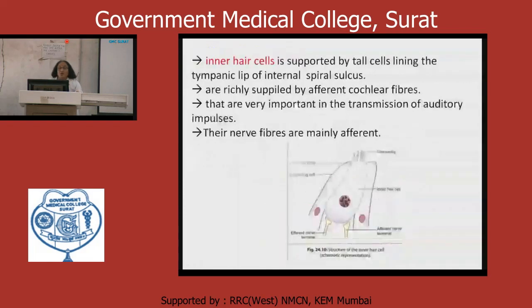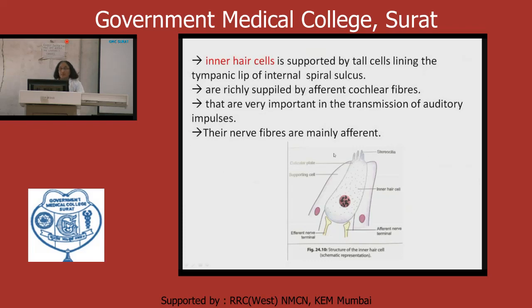Now here you can see the diagram showing the inner hair cells, which are supported, as we have discussed, by the tall cells lining the tympanic lip of the internal spiral sulcus. They are richly supplied by the afferent cochlear fibers, which are very important in the transmission of the auditory impulses. And their nerve fibers are mainly efferent.